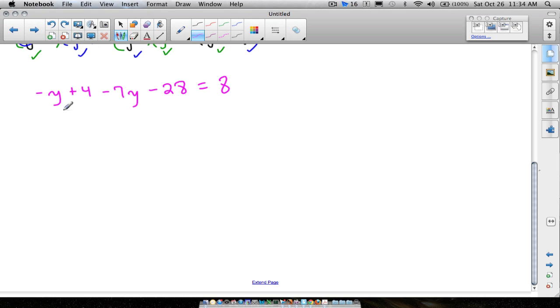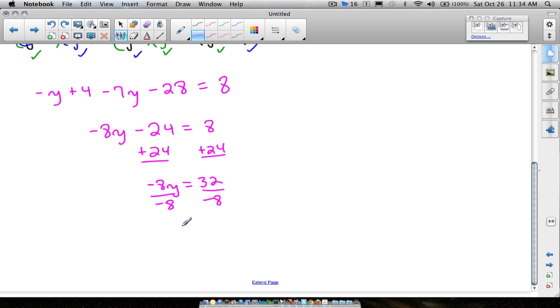Combining like terms to help solve, minus y and minus 7y is minus 8y. 4 minus 28 is negative 24. This is equal to 8. Adding 24 to both sides, we get negative 8y is equal to 32. And then dividing by negative 8 on both sides to get y by itself, we get y equals negative 4.